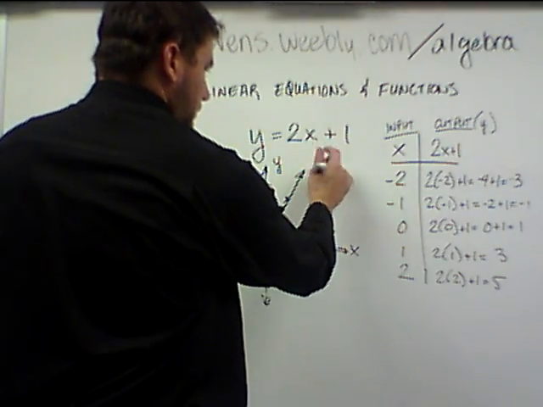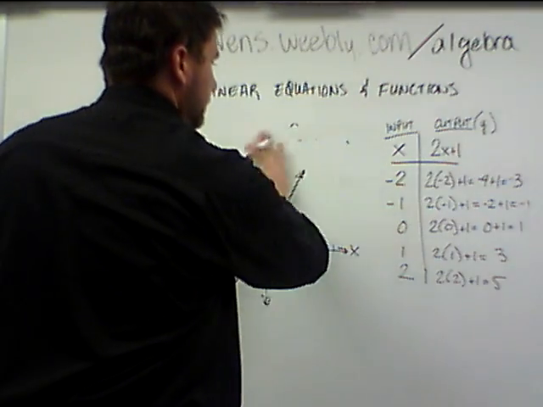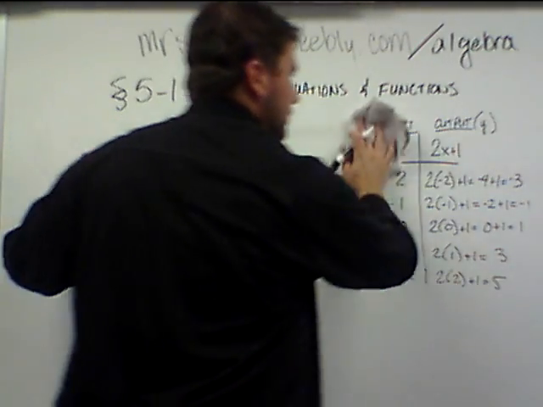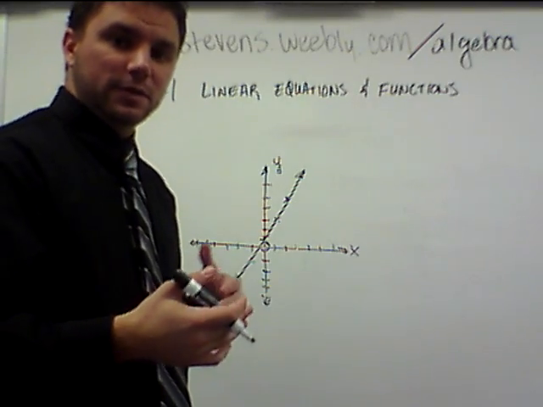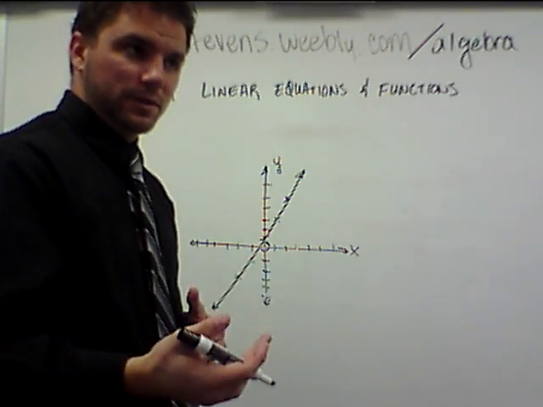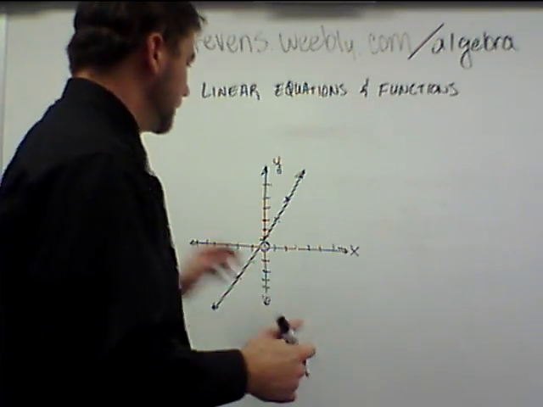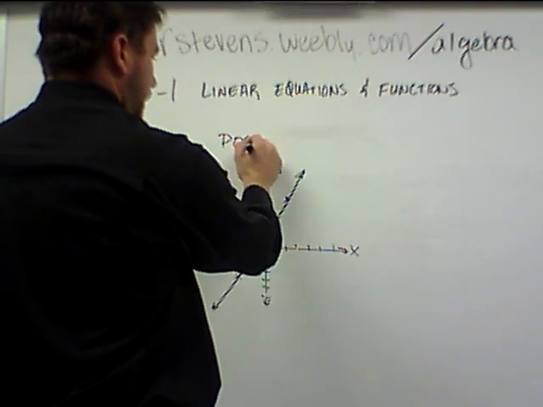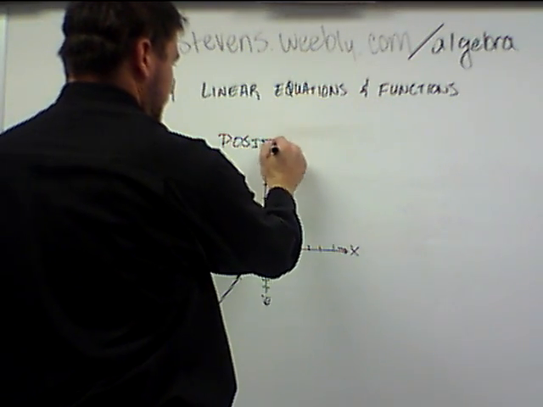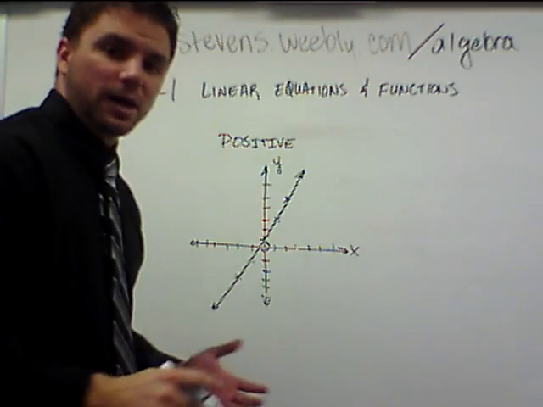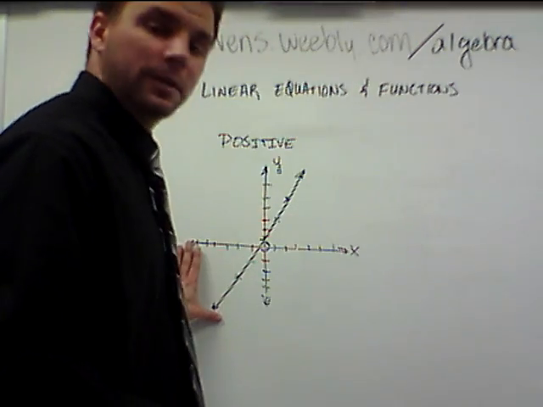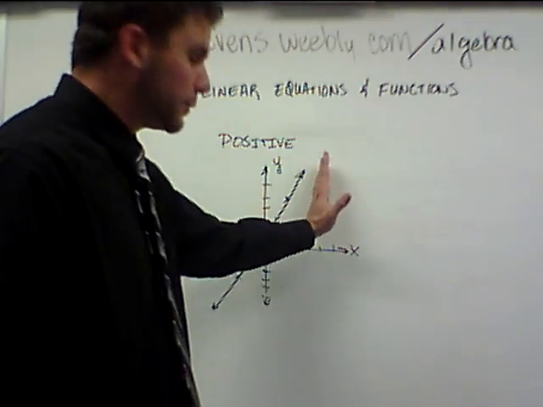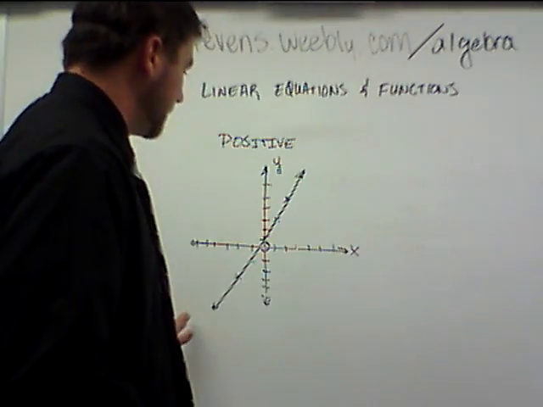Now, the last thing that we'll do is talk about positive slope, negative slope, zero slope, and undefined slope. So, this is a positive slope. The reason for it, we read a book from left to right. We're going to do the same thing with a graph. Moving from left to right, this is a positive slope. It is going up.